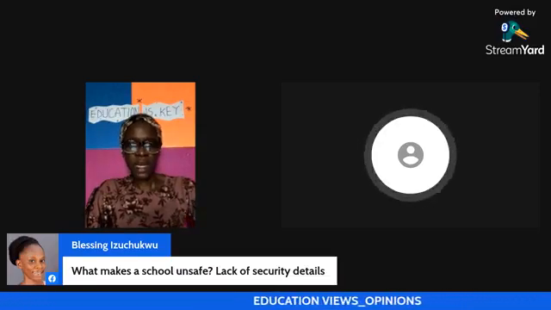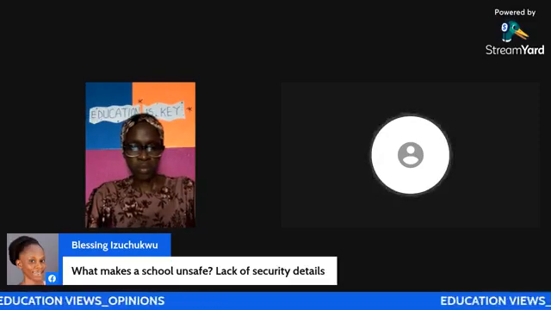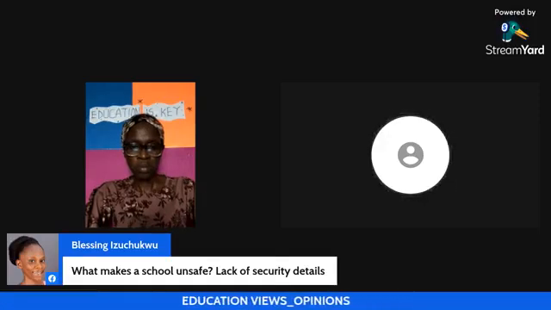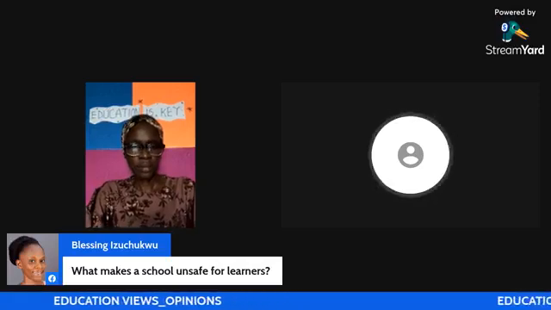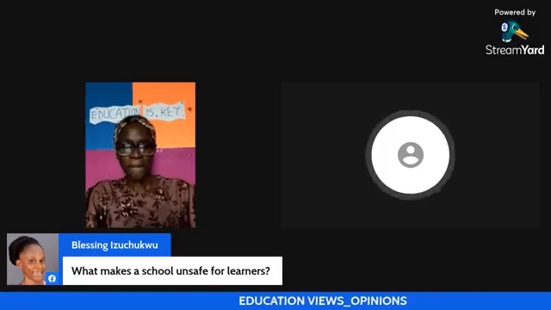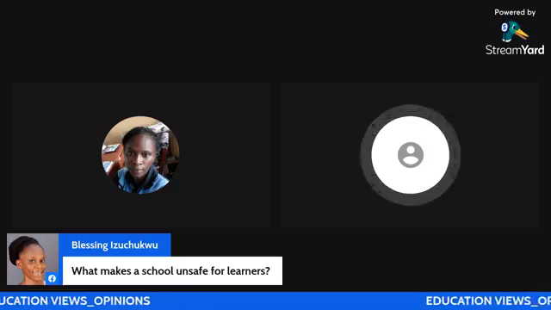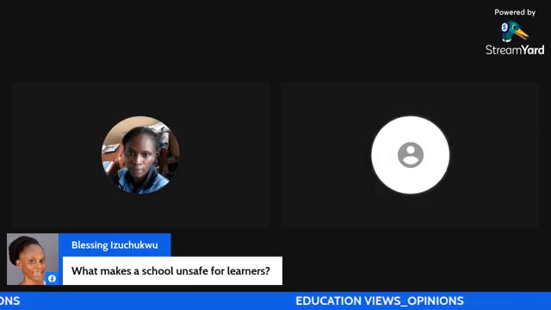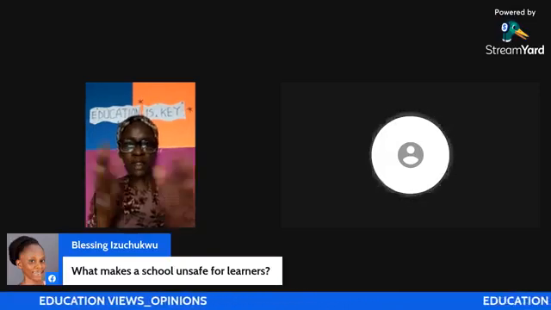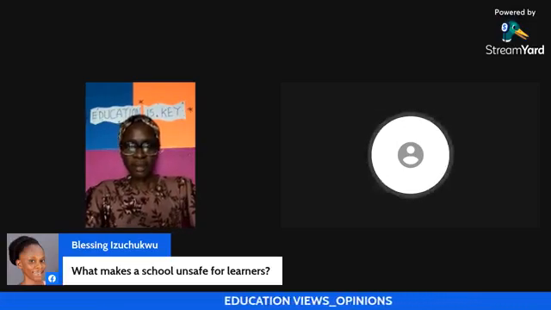Then the fourth one will be abuse by staff or other learners. I'll just quickly run it through. When you have overcrowded classrooms, it makes it hard for teachers to monitor all the students. Some people will tell you that they cannot employ more than this amount of staff because they don't want to split classes. They say this is the staff strength we can handle because of finance. We have 20-something children in one class and you don't know what is going on. Inadequate supervision, overcrowded classroom.